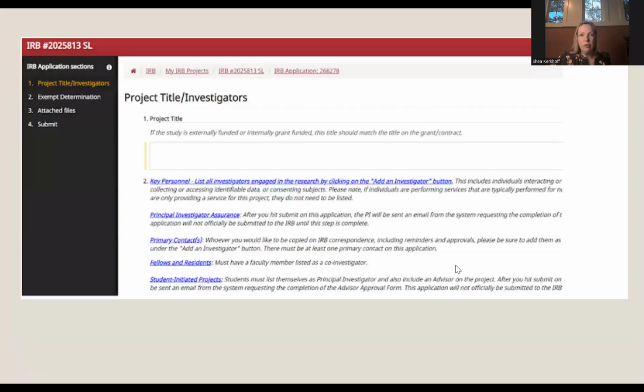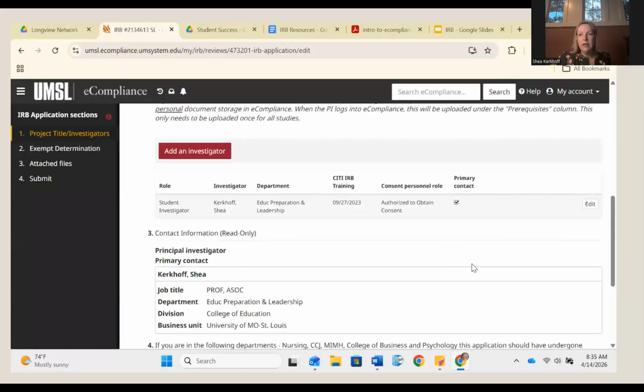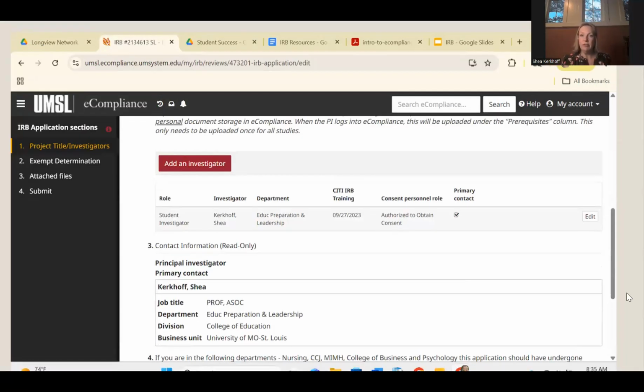It will then ask you to include anyone else. If it's your dissertation and it's co-authored, you need one IRB for the study, not per person. So whoever fills it out will then add an investigator, will add their co-author, and then also add your advisor. So on your dissertation, you have to add your advisor, and you choose their role as advisor.